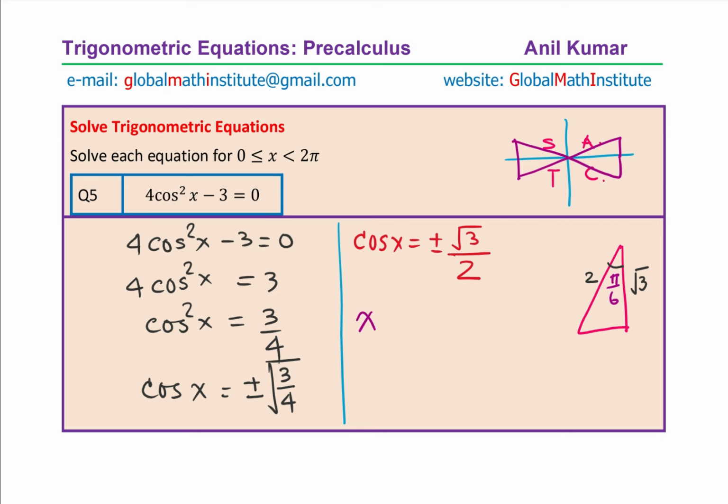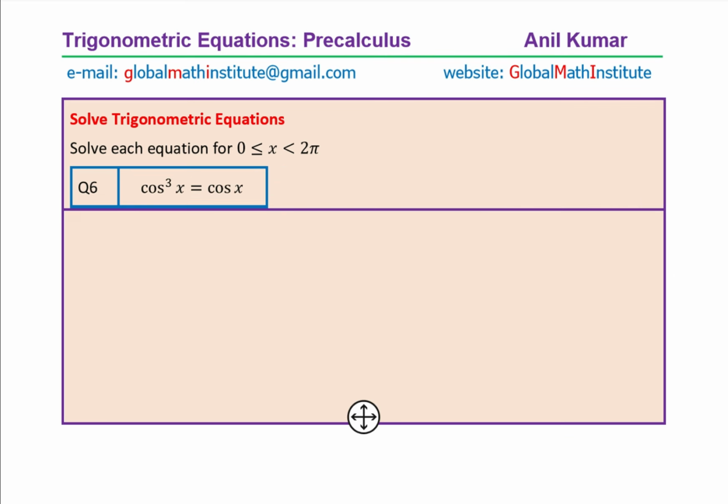So we get the x values as pi by 6, right? And then this one will be 5 pi by 6, 7 pi by 6, and 11 pi by 6. Makes sense? So we have 4 solutions for this particular case. Perfect. So that is how we are going to solve these questions. So we are already halfway. Now let's move on to question number 6, which is cos cube x equals cos x. So let's factor, bringing the terms together.